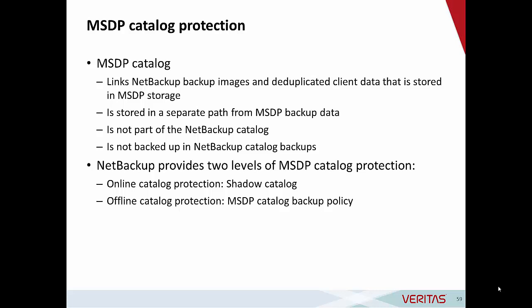But there was customer demand for an increased level of robustness. We're not thinking just about the DR scenario here. What about smaller issues? Like if for some reason we got some corruption in this MSDP catalog, we'd like easy recovery from that. And maybe we would like the ability to do a separate backup of this catalog just for extra peace of mind. And so NetBackup 7.7 provides two levels of MSDP catalog protection. There is a shadow catalog, which is maintained online, and there is an offline catalog protection option by using an MSDP catalog backup.